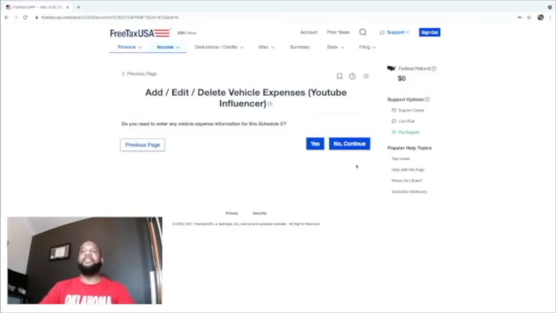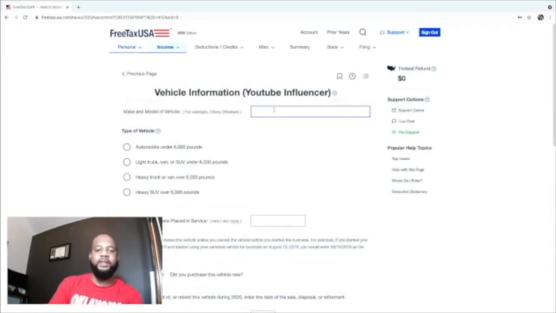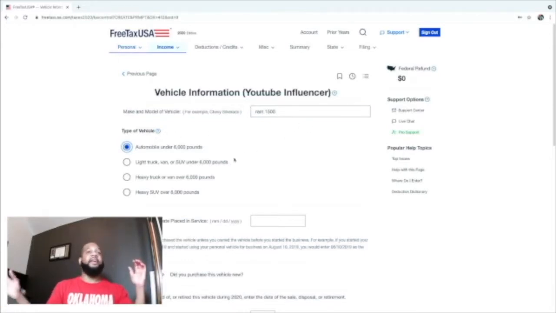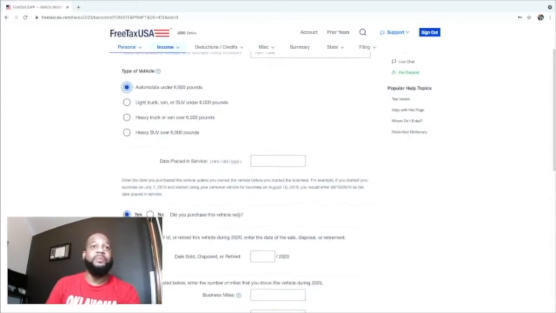Vehicle expenses. Do you need to enter in a vehicle expense for a Schedule C? Yes. Alright, so let's put in Ram 1500. Big dog. Automobile under 6,000 pounds. If you have an automobile that is a heavy truck, heavy SUV, or over 6,000 pounds, that is a tax write-off. Okay, so I mean that's a bonus. That's why you see a lot of people doing that.